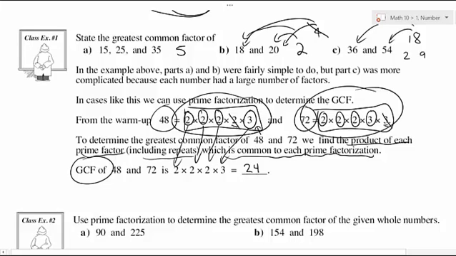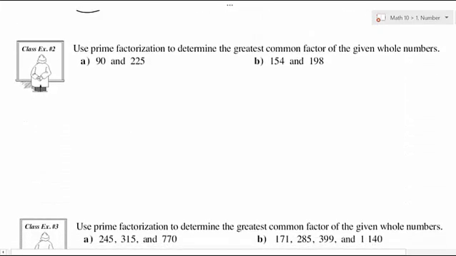You just take one. All right, so I want you to go through a class exercise here. We've got 2 questions, 90 and 225, and we also have 154 and 198. I want you to press pause and find the prime factorization and then the greatest common factor for each pair of numbers. Press pause now.